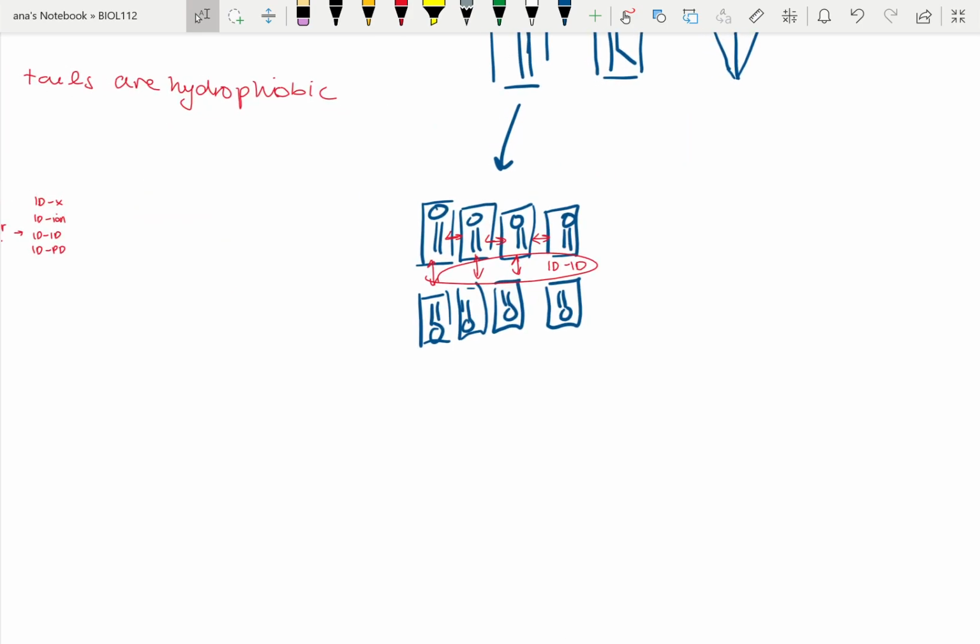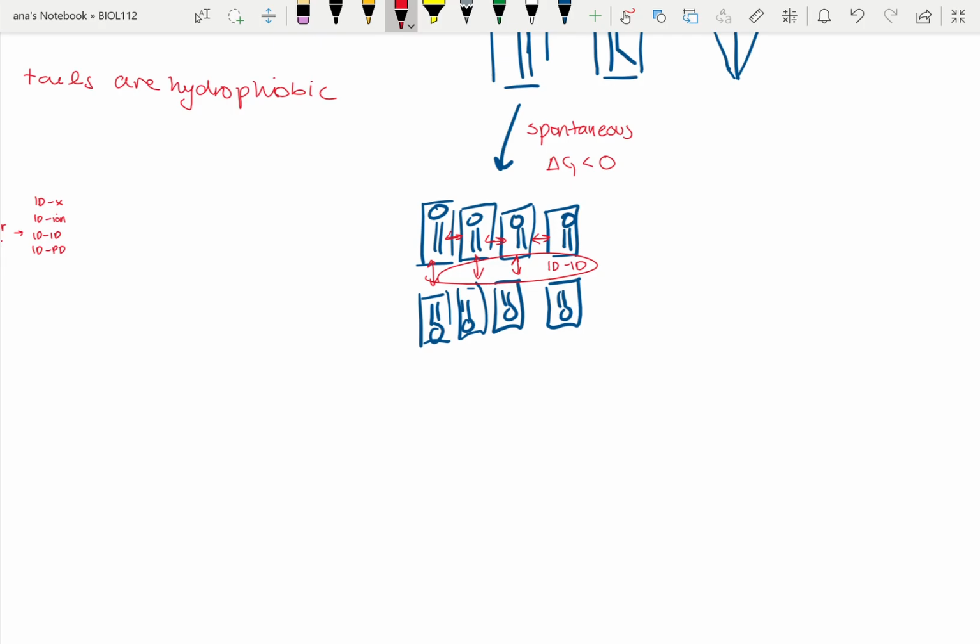And the most important thing is that lipid bilayer formation is spontaneous. And that means that potential energy is being released. So when these come together, this process is spontaneous, and so the delta G is less than 0, as in potential energy has been released from the system.